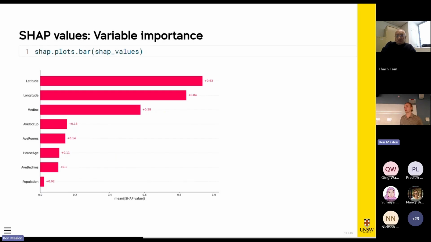So if we wanted to have a look at variable importance, we can take the absolute value of all of these SHAP values, so just looking at their influence on the prediction. And then we can take the average of these absolute values of our SHAP values, and that can give us an understanding of what is driving our predictions in this model. And it seems that latitude, as we've seen with our examples, these spatial terms are the most important: latitude, longitude, and then median household income.